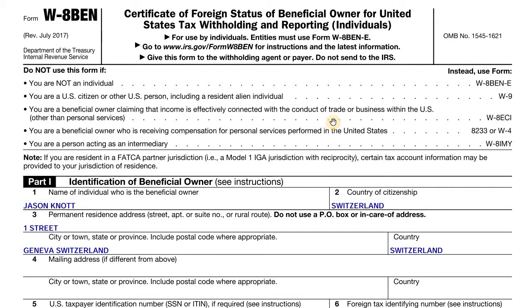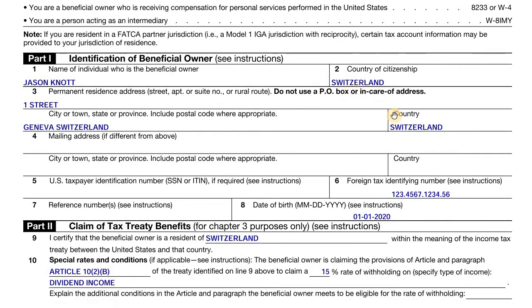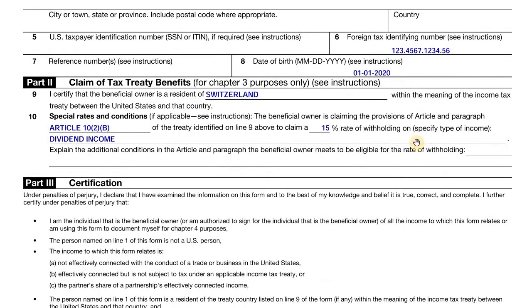So the W-8BEN form is used for non-resident individuals. I'm using myself as an example here. I am a U.S. citizen. I'm not a resident of Switzerland, but I'm just going to pretend for the purpose of this exercise that I'm a non-U.S. person. I'm a citizen of Switzerland, right? So part 1, enter information about myself, name, country, citizenship, residency, my foreign tax ID number, date of birth. So that's all pretty standard.